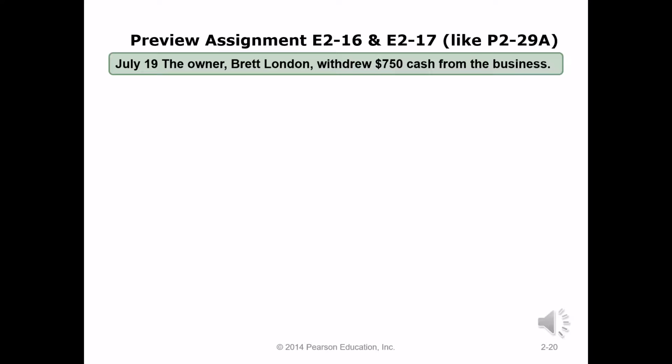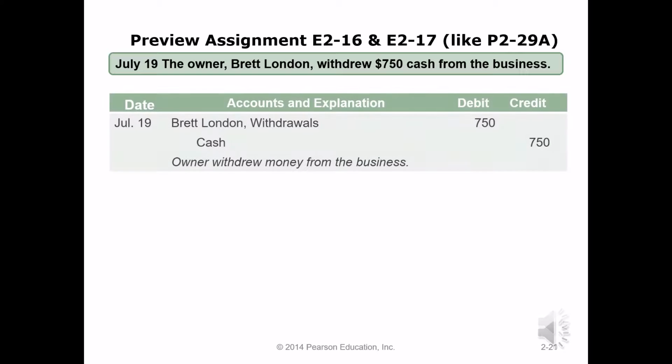On July 19, the owner, Brett London, withdrew $750 in cash from the business. Pause the presentation and write your journal entry. When the owner takes money out of a business, that's called owner withdrawals. In this case, it's called Brett London withdrawals. We would debit that account for $750 and credit the cash account for $750.